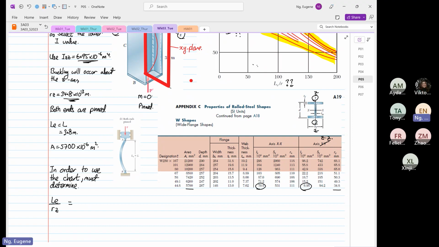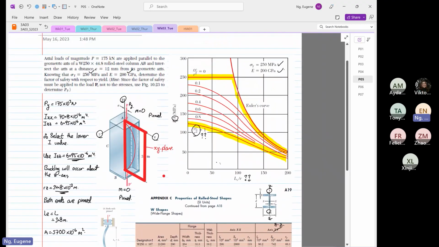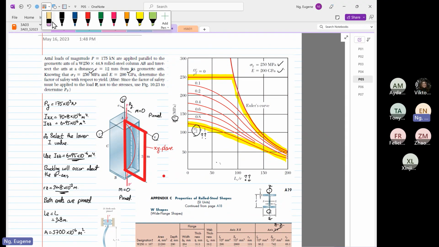So our Le over rz, so our Le is 3.8. So everything is in meters. rz is 34.8 times 10 to the power minus 3. So Le over r, 3.8 divided by 34.8 times 10 to the power minus 3 is equal to 109.2. Okay, 109.2. So you will ask me, okay, so what does this mean? Okay, so 109.2. So I'm going to draw a line on this chart now. Again, this is just an eyeballing.